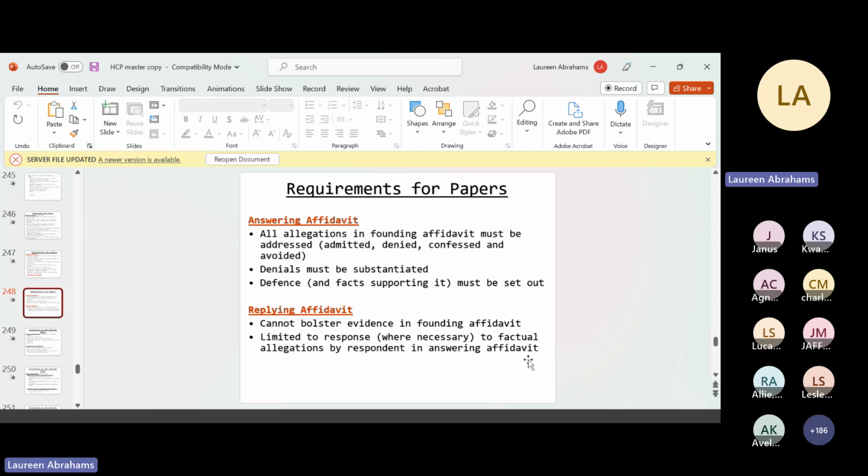In the replying affidavit, the applicant cannot bolster evidence in the founding affidavit. You are limited to a response where it's necessary to the factual allegations by the respondent in the answering affidavit. Now, these are the only 3 sets of affidavits that you can file. Remember the founding affidavit and whatever is necessary to cure hearsay evidence and evidence by other people, that must all be found first, and then the answer to that, and then the replying affidavit. You are not allowed to supplement your affidavits without the leave of the court.